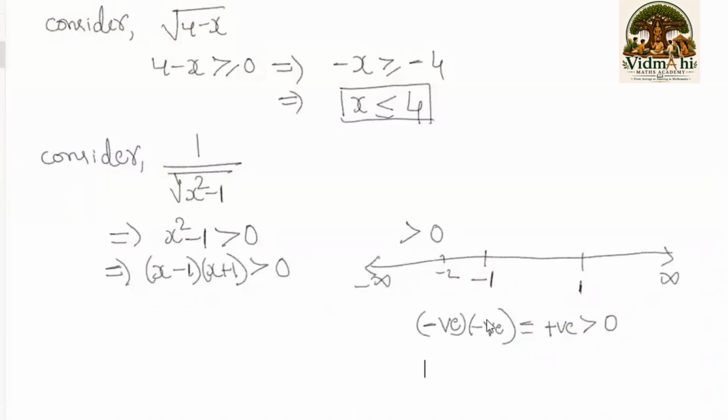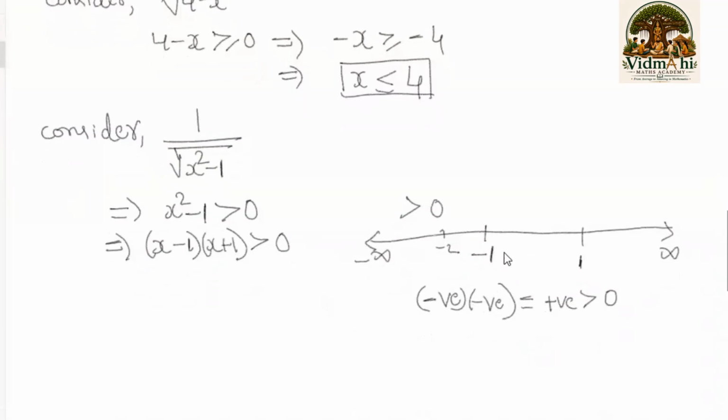Now, in between minus 1 to 1, consider any one of the values. For example, if you consider 0, 0 minus 1, that is negative. 0 plus 1, positive. Negative into positive, negative. So in this interval the function is always less than 0.